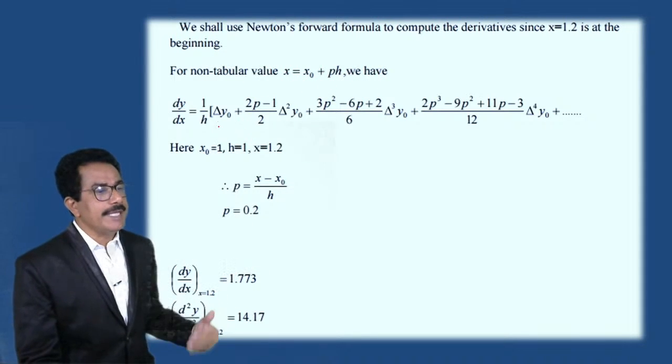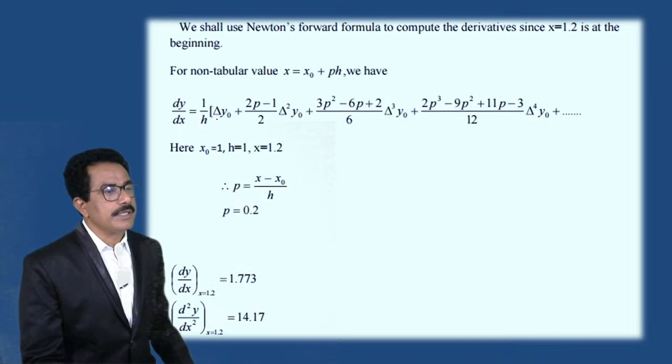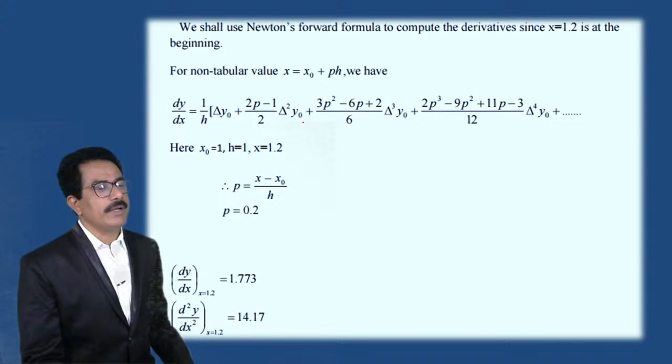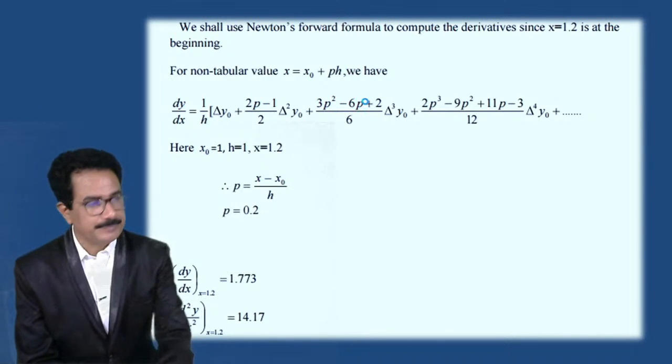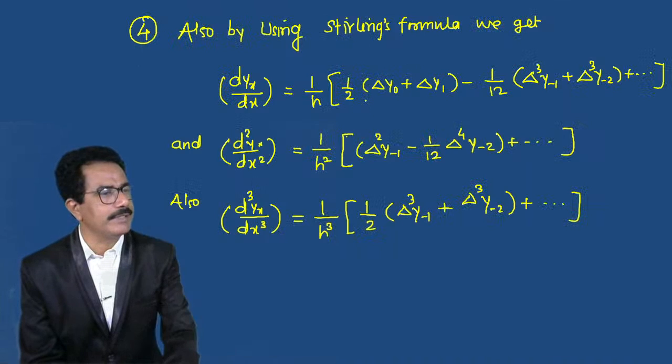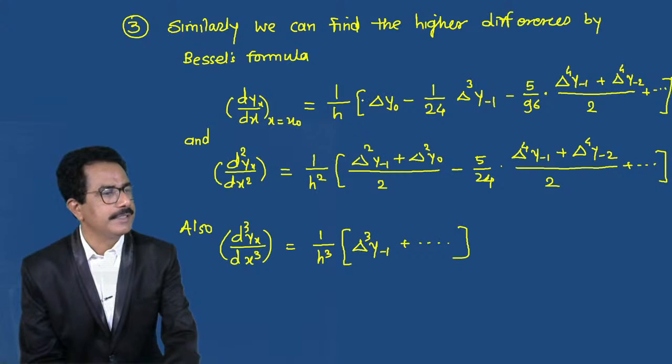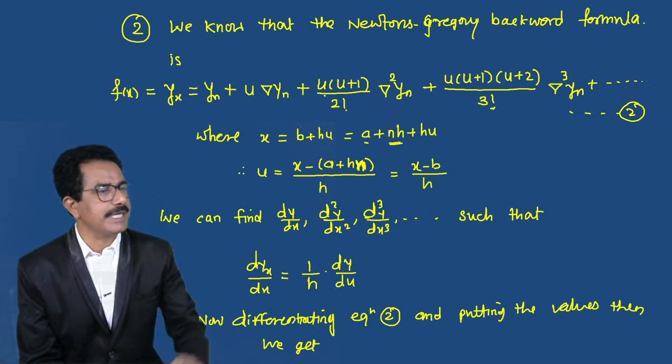So dy by dx is equal to 1 upon h [delta y0 + (2p minus 1) divided by 2 factorial delta square y0 + (3p square minus 6p + 2) ...]. Now look, we can find the derivative in this way by using the Newton's Gregory formula.